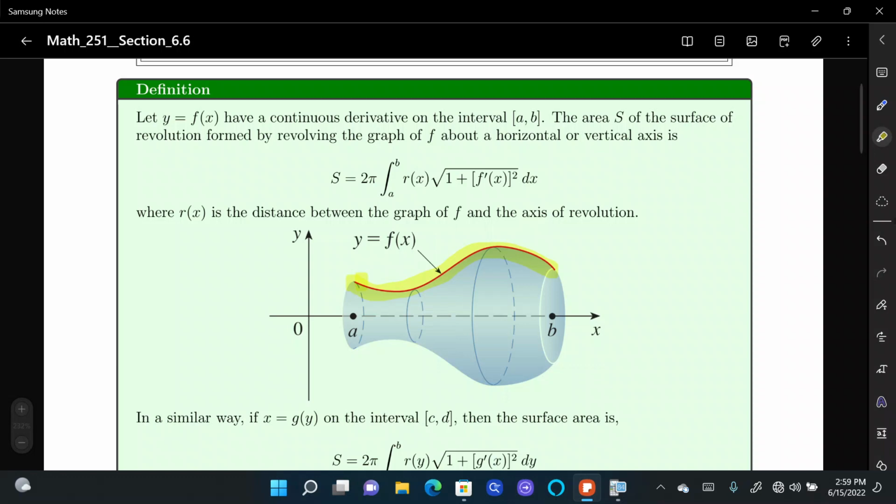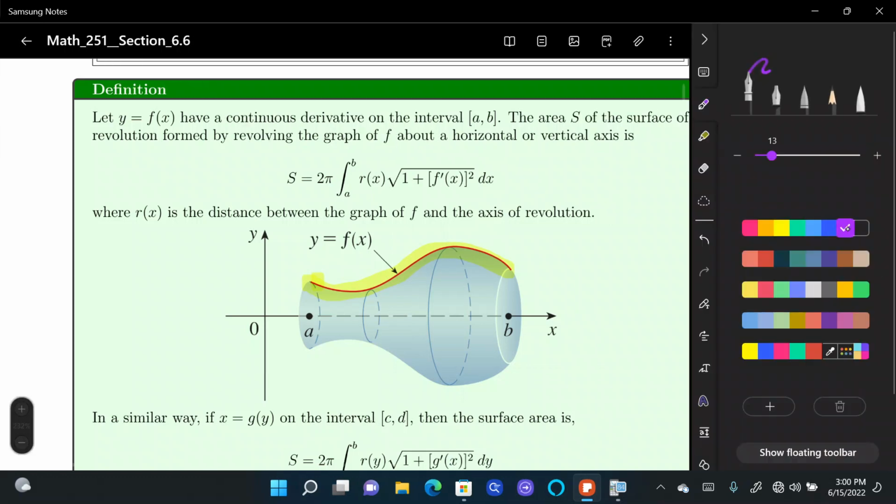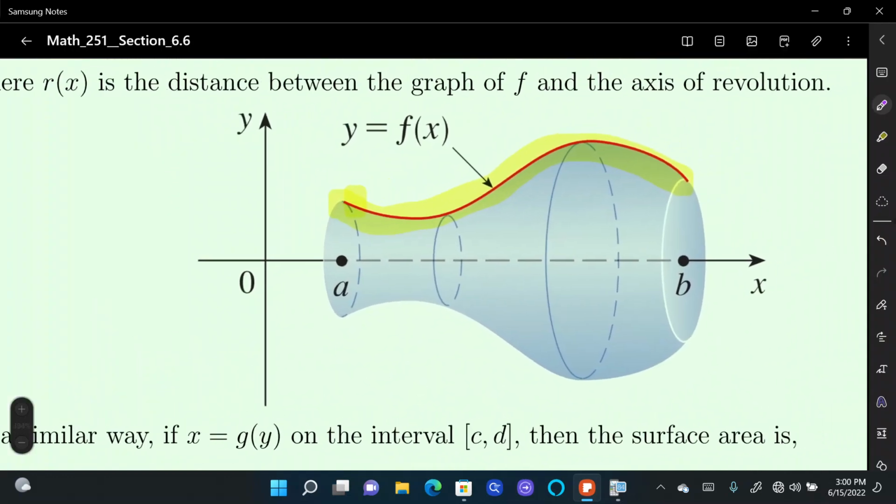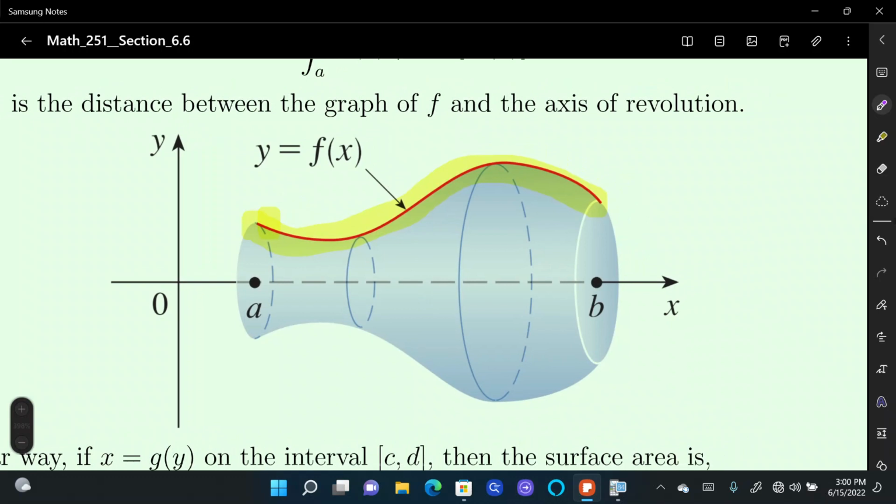Of course, think of a solid body: the surface area is like the amount of skin that solid has. You can think of that, right? And there's a few things that we need to specify right here. For example, that's f of x. However, from the axis of revolution to any point on the graph that we're rotating, let's call it r of x. That's the radius.